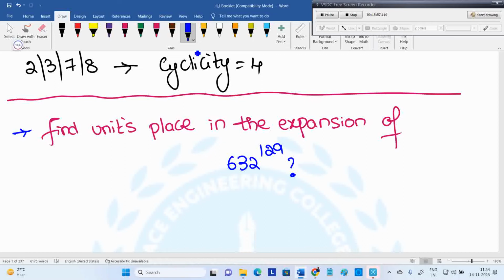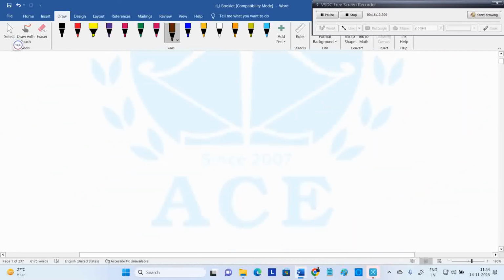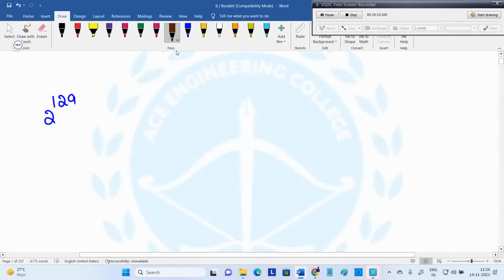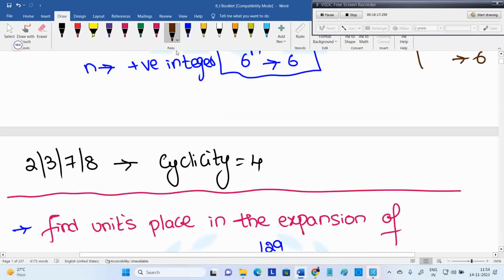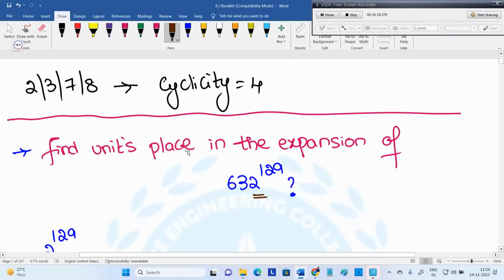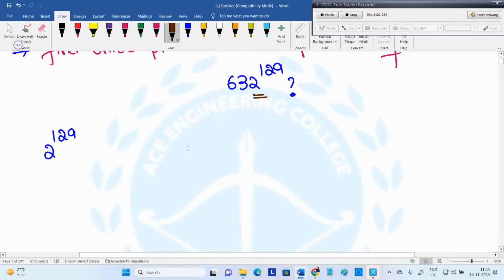Simple. First focus on the units place. Write it like 2 power 129. Even if it is 632, our focus is only on units place. So 2 power 129. After this, you try to analyze that. You know why we are writing 2 power 129, because of units place, right? So next, what is your task? You start analyzing this 2 power scenario.